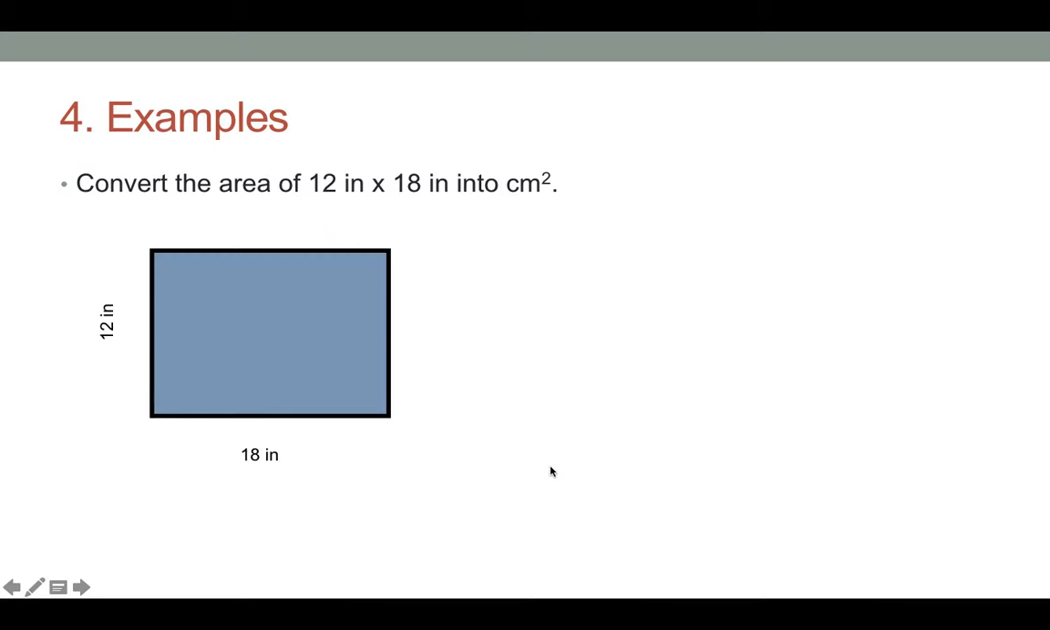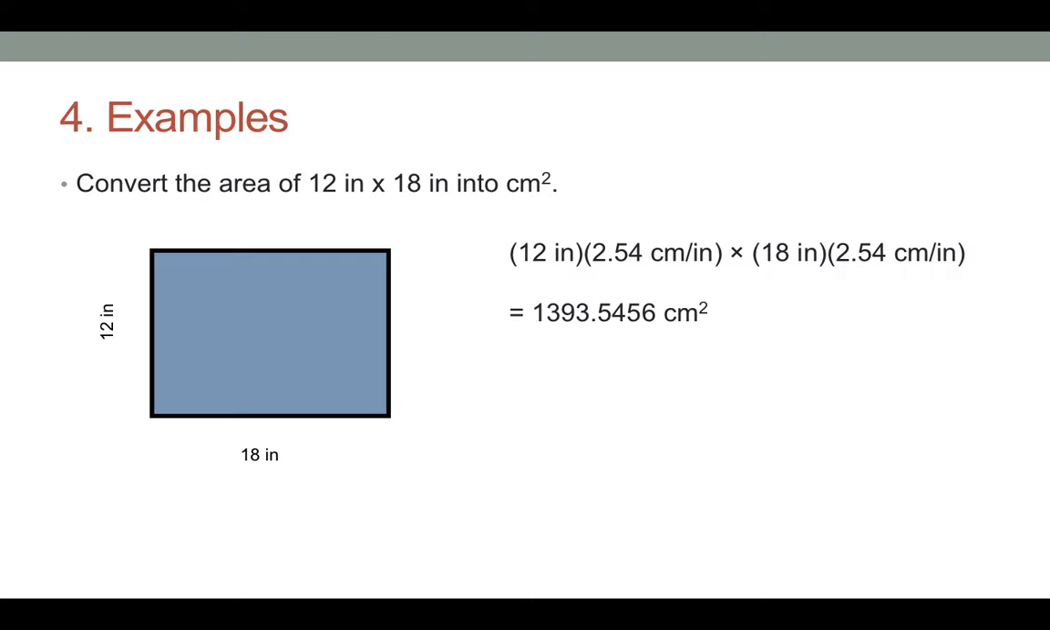Now, let's consider some examples. Here I've got a rectangle 12 inches by 18 inches, and I want you to find the area of that, but I want the area in square centimeters. So pause the video, do that calculation, and then restart the video. Okay, when you restart, hopefully you'll do the following. We'll take the first number, the 12 inches, and convert that into centimeters. Also, we'll convert the 18 inches into centimeters as well.